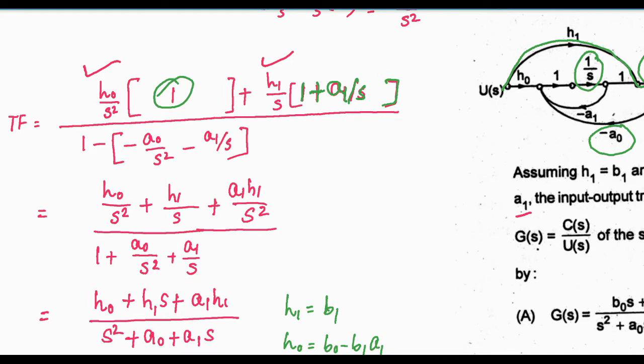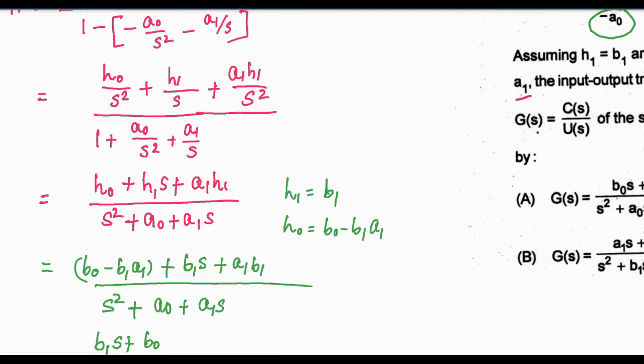So if we simplify this one, this comes to be H0 plus H1S plus H1A1 by S square plus A0 plus A1S. This is the final transfer function, and we have to put in the values. H1 is equal to B1 and H0 is equal to B0 minus B1 A1.